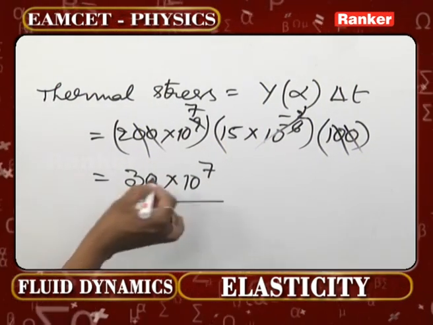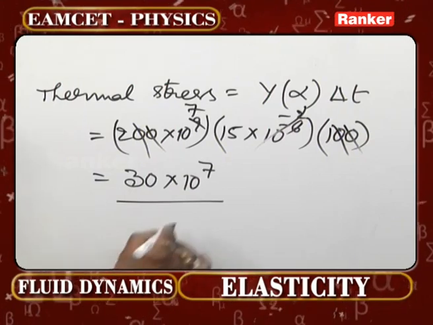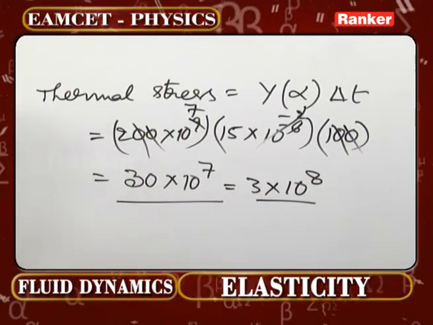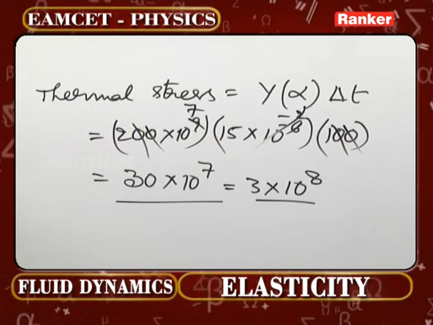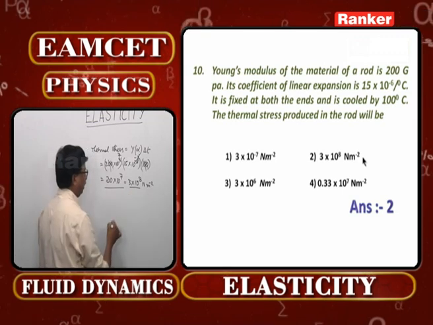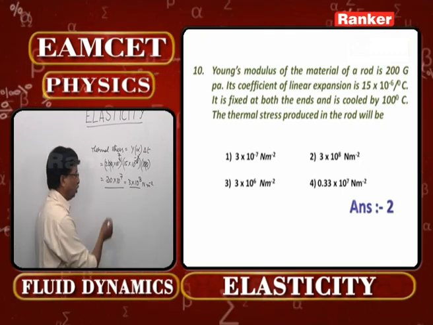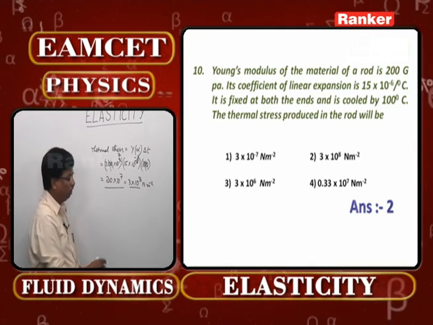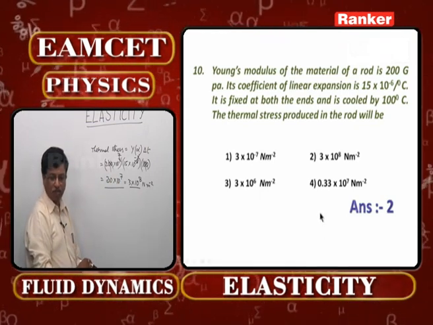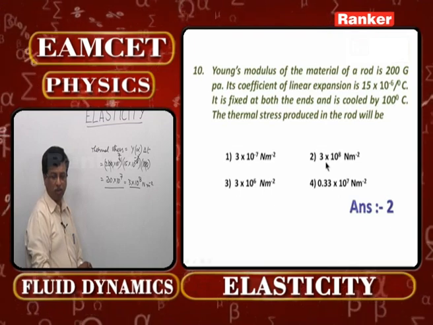Now 30 into 10 power 7, can't you write the same thing this way as 3 into 10 to the power 8 according to the answer that has been given over there, please? So what will be the unit again? Newton per meter square. So what is the thermal stress produced? 3 into 10 power 8 Newton per meter square. That is the corresponding value. Second option is correct option for this problem number 10.